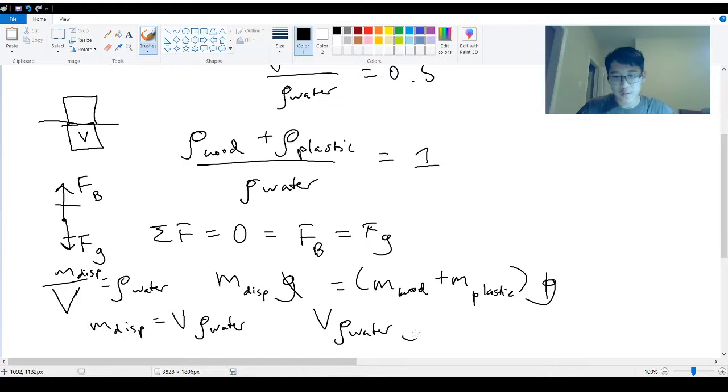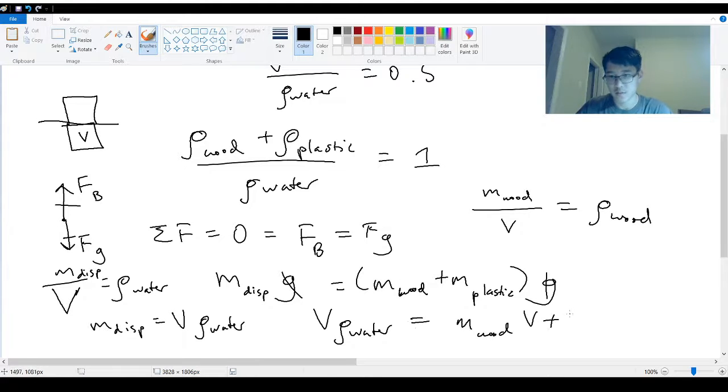We can do the same argument with M over V equal to the density for the mass of wood and mass of plastic. If we say that the mass of wood divided by the volume of the wood, again they're all the same volume, is equal to the density of wood, then we can plug in that the mass of wood is equal to volume times density of wood. So this is going to be the density of wood times the volume, plus the same argument with plastic, the density of plastic times the volume. And now you can see that the volume cancels out in all three places.